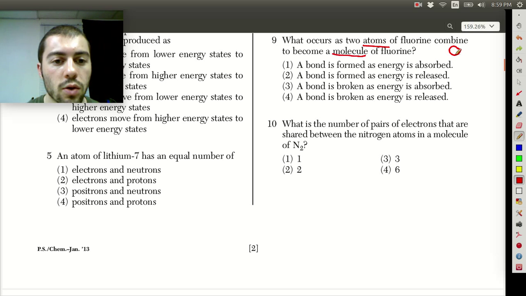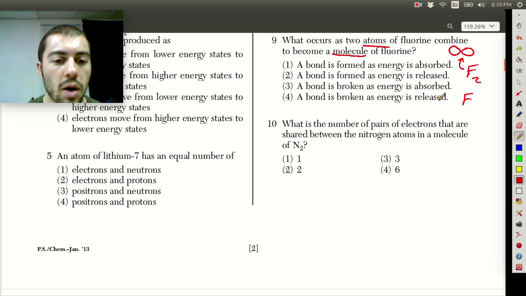So a molecule would be, remember we said fluorine is diatomic here, F2 as a molecule. So F would be an atom of fluorine, and F2 would be a molecule of fluorine. It's a diatomic molecule. So here we would have a diatomic fluorine molecule. So as we form this molecule from two of these fluorine atoms, what happens?